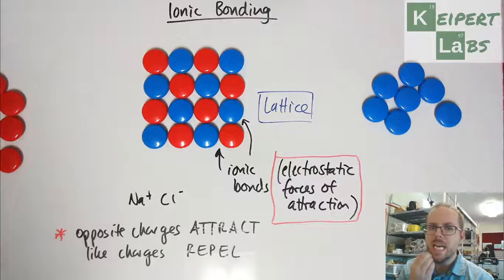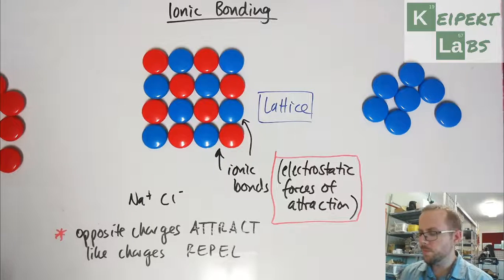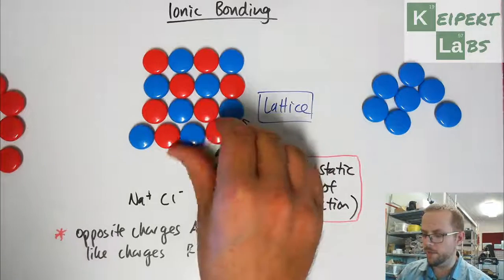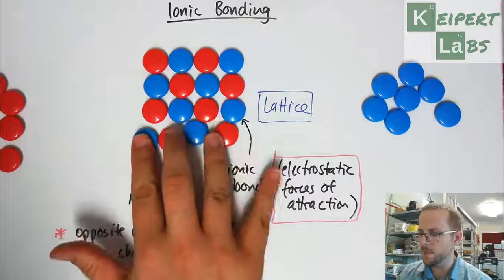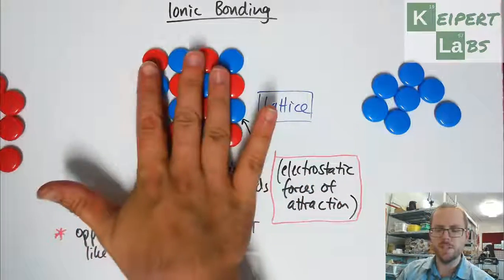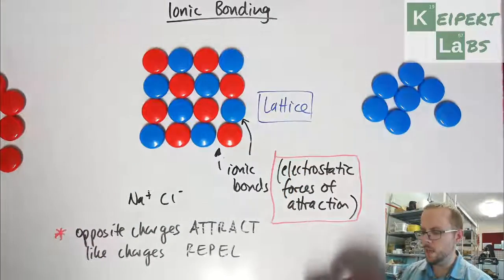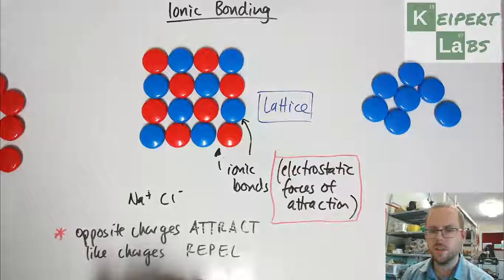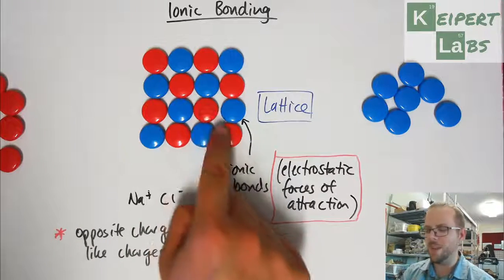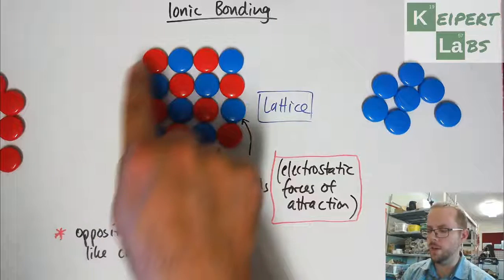Now the reality is that this is a nice 2D representation, but there's actually a bit more of a 3D structure that goes on. You can imagine this forming a cube where they stack up high in all 3 dimensions, where positives and negatives are attracted to each other, but as far away as they can be from the same charge. So we have ionic bonding.